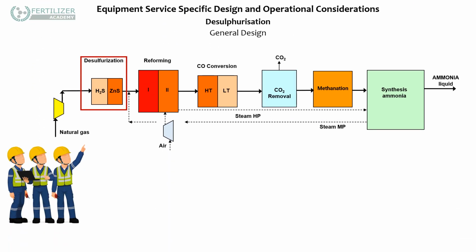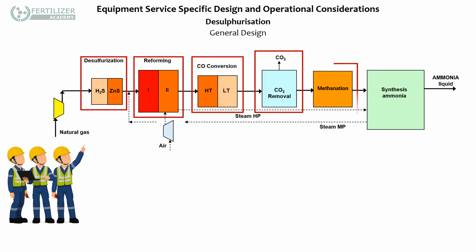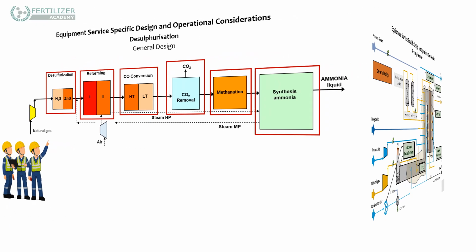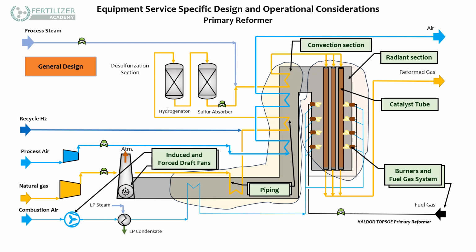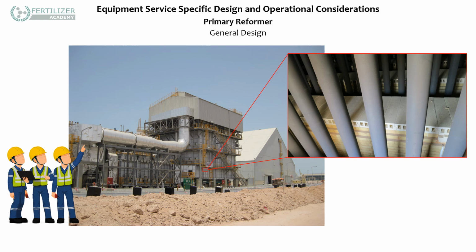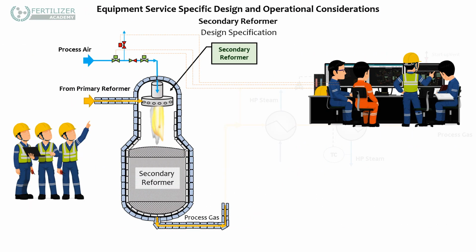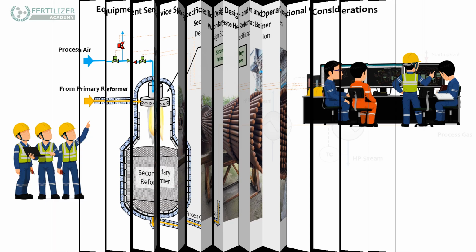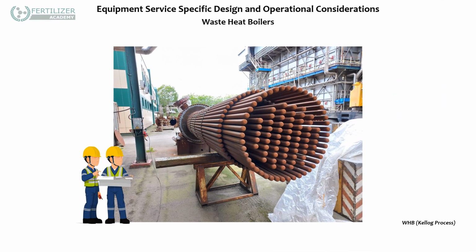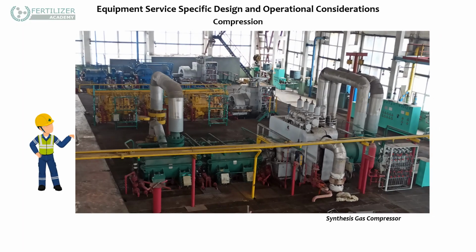Let's consider design and operational considerations for equipment maintenance at the main stages of ammonia production. Primary reformer. Secondary reformer. The compressors.